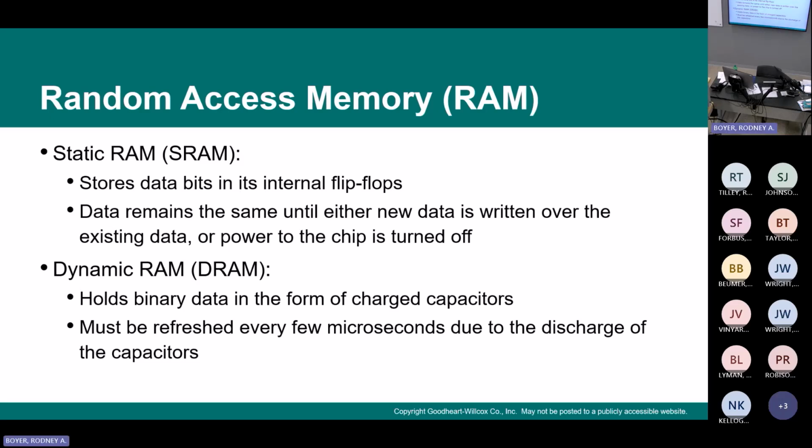Dynamic RAM holds binary data in the form of charged capacitors. They are really, really tiny capacitors. There are like a gazillion of them in there. And in order for them to work, they have to be refreshed every few microseconds, which is millionths of a second. So they have to be updated very frequently in order to remember what they're supposed to be remembering.